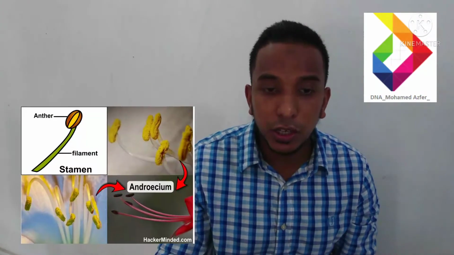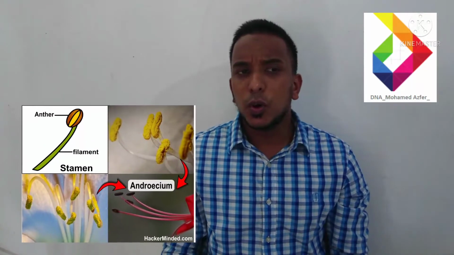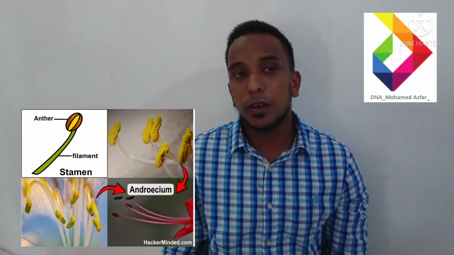Next is the androecium. You can see an image here on page number 14. It is the male part of the flower. We call it the male part of the flower.